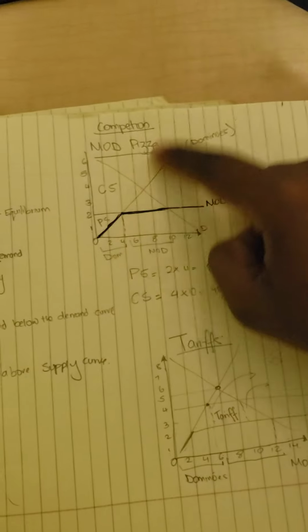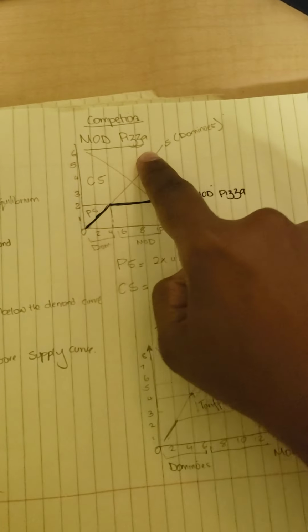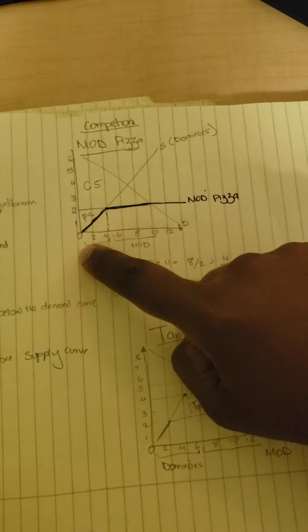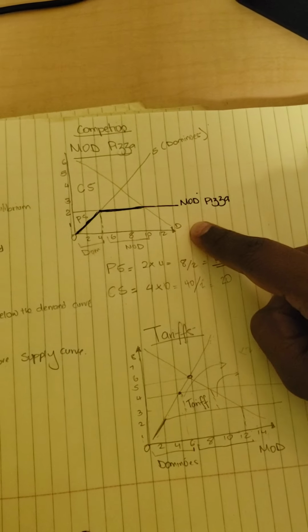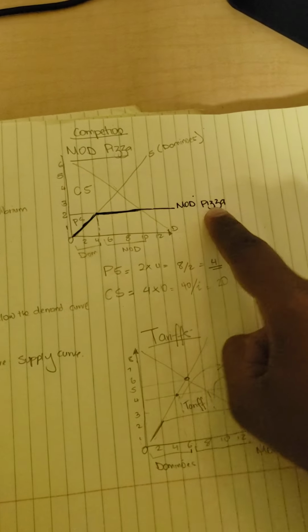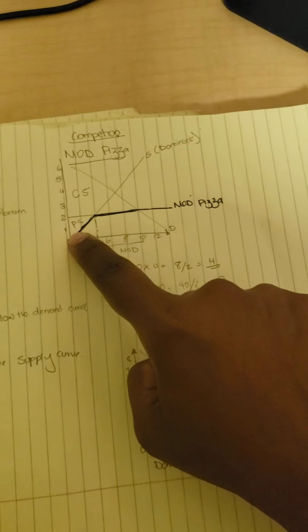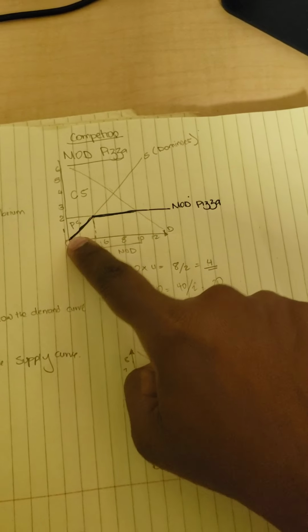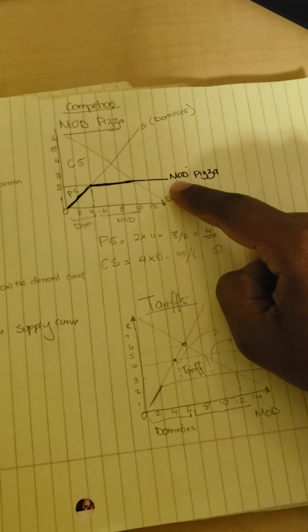And then after that, now we have competition in the market, I guess. And our competition is Mod Pizza. So this is the supply for Domino's Pizza, and this is the demand curve. And now we have a new supply line for Mod Pizza. So this is the consumer surplus, and this is our producer surplus. As you can see, it's smaller now because we have another competitor in the market.